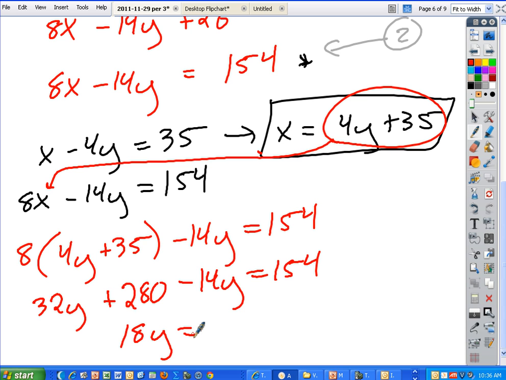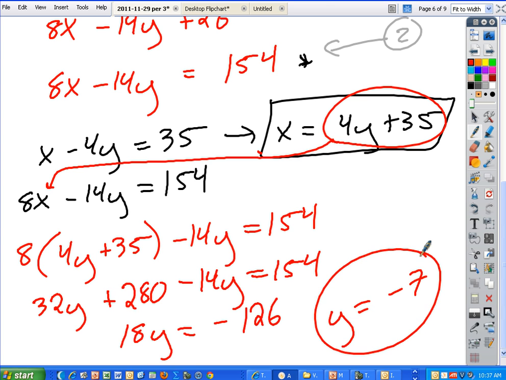If I subtract 280, I'm going to get negative 126. Is that right? Yeah. And if I divide both sides by 18, then I get y equals what? Negative 7. So I got part of it.